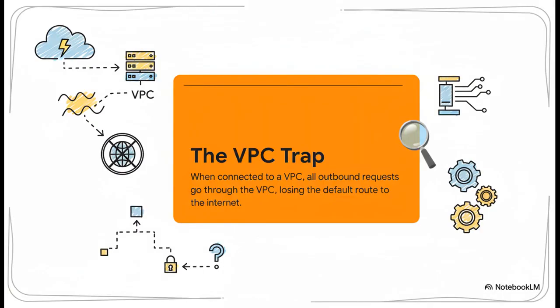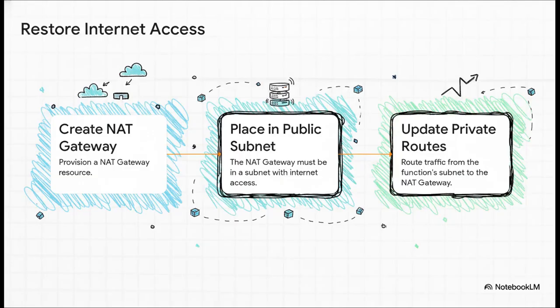Here's the absolute key concept to understand. The moment you attach your Lambda function to a VPC, you fundamentally change its networking. It no longer has a default path out to the public internet. All of its traffic is now forced to go through your private VPC, which, by design, is locked down and isolated. So how do we fix it?